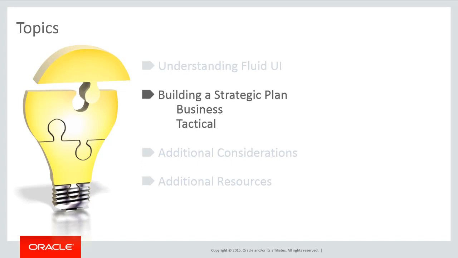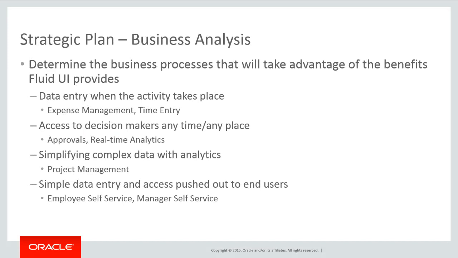First, we'll look at the business side of the plan, or what's necessary from the business analyst. And after that, I'll talk about the tactical part of the plan, which includes the implementation and rollout. The first step in the strategic plan is to look for places in your organization that can benefit from what Fluid provides. The best candidates are processes that benefit by having employees, managers, and executives use the applications themselves.